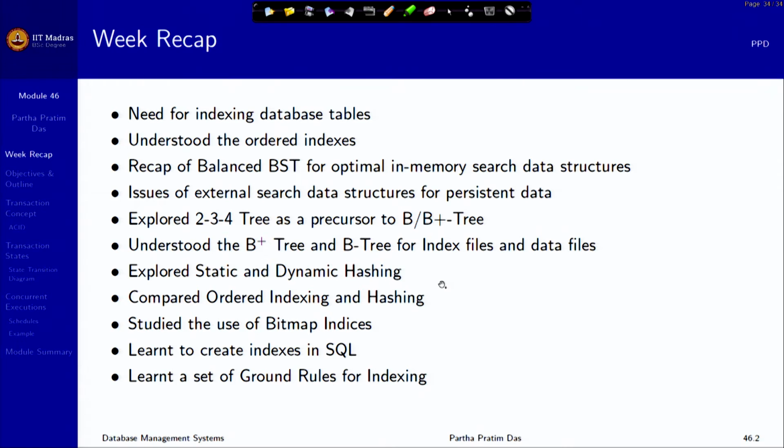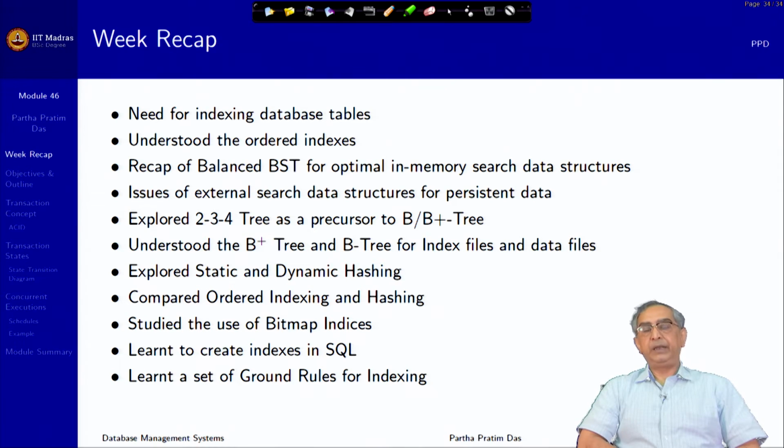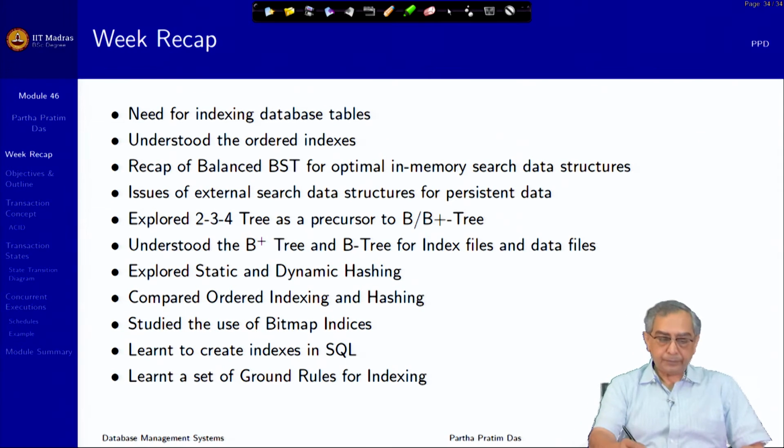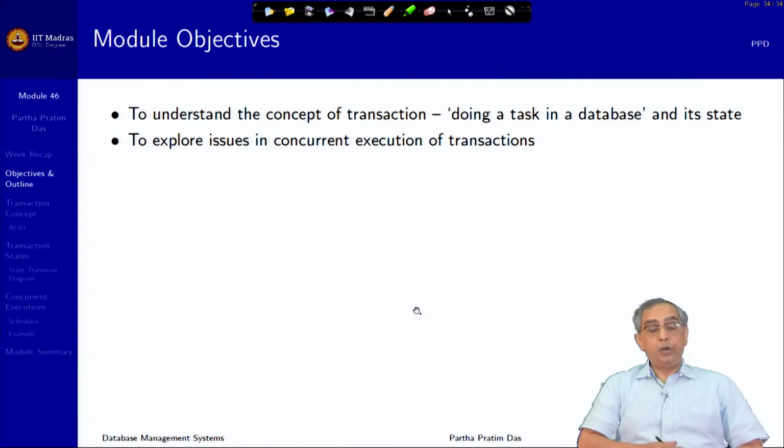The last week was spent on discussing various aspects of data, physical data organization, design considerations, accesses, indexing, hashing, and how to do that, what you should be doing in a real application. This week, we will introduce and discuss transactions.